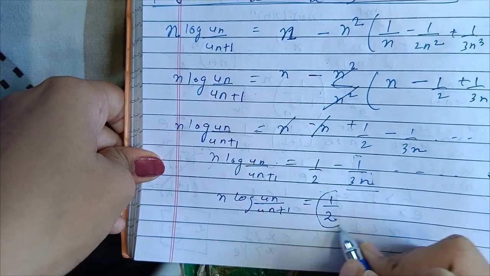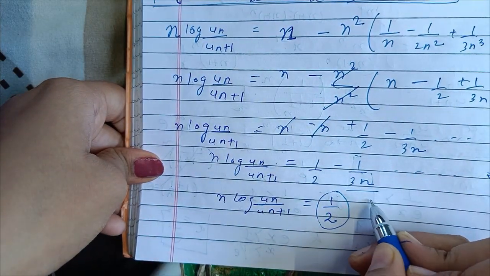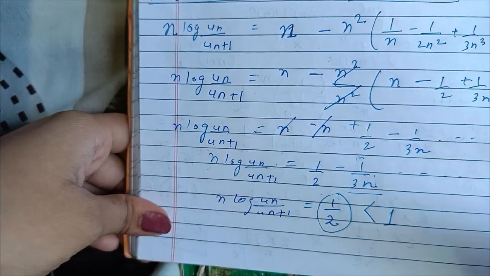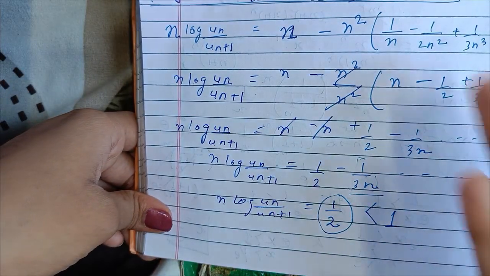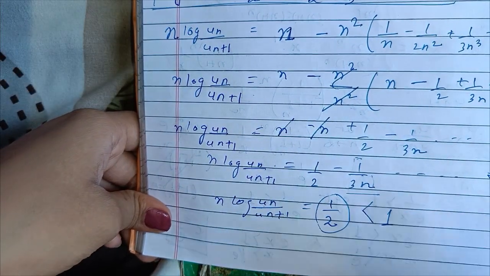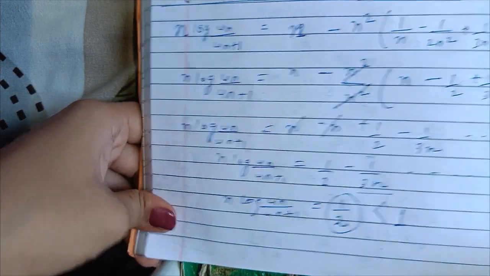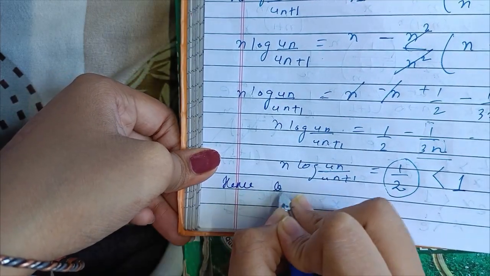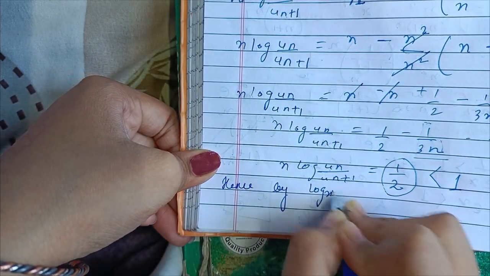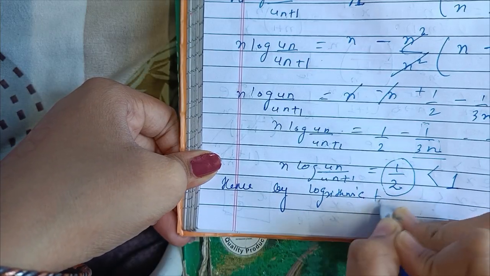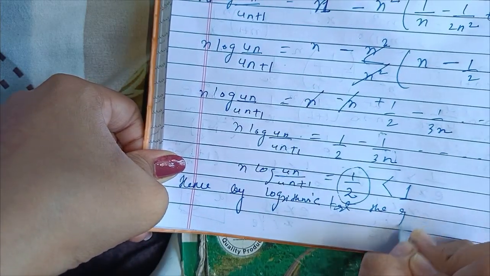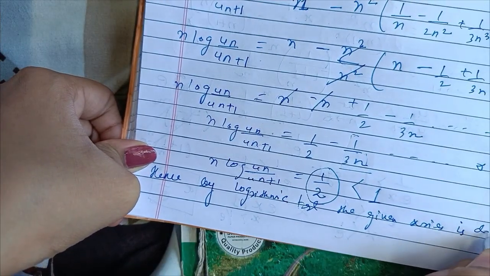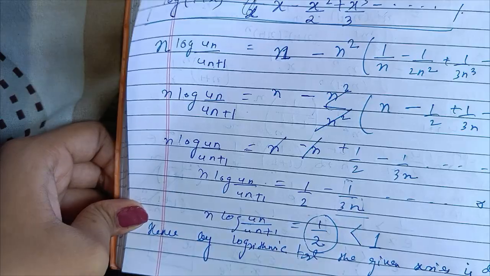So 1 upon 2 is basically less than 1. Okay, so the logarithmic ratio test gives me that the given series is divergent. So you have to write, hence by logarithmic test, the given series is divergent. I hope this is clear.